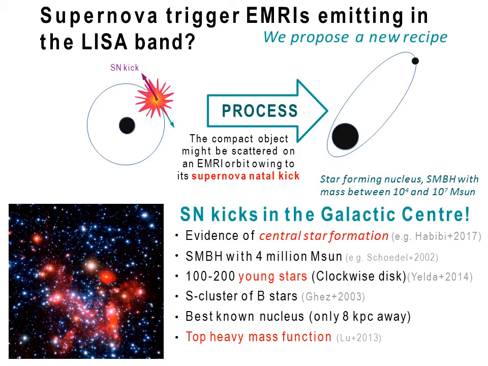A supernova occurs when a star dies. When a star dies out, it explodes and only its core remains, and a huge amount of energy is released. During that process, the compact objects might be scattered onto an EMRI orbit. So it is basically a quite fertile region for emitting EMRIs.